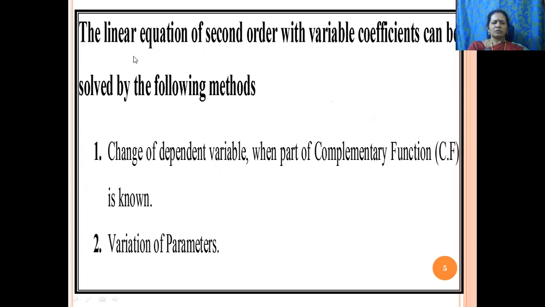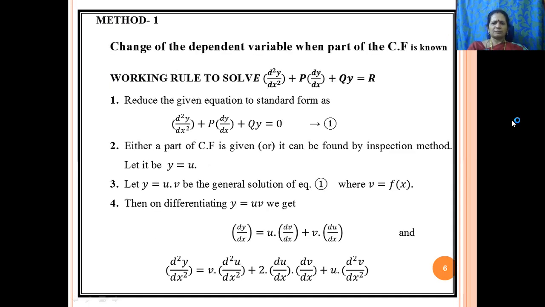Next, the linear equation of second order with variable coefficients can be solved by the following methods. Change of dependent variable when the part of the complementary function is known. This is the first method. And next one, variation of parameters. Now coming to method 1, the change of dependent variable when part of the complementary function is known.